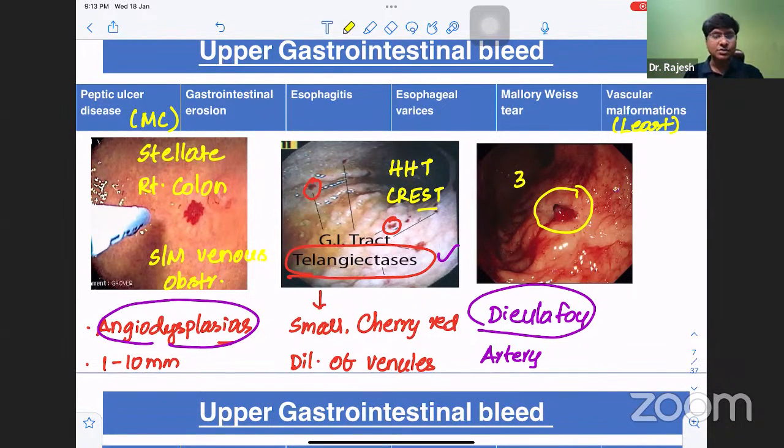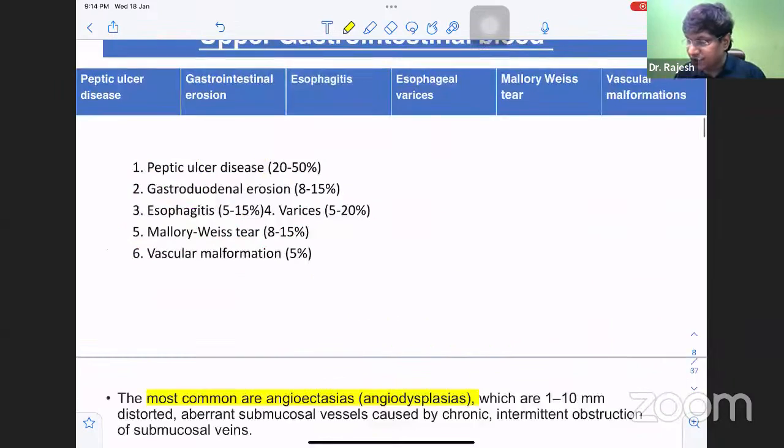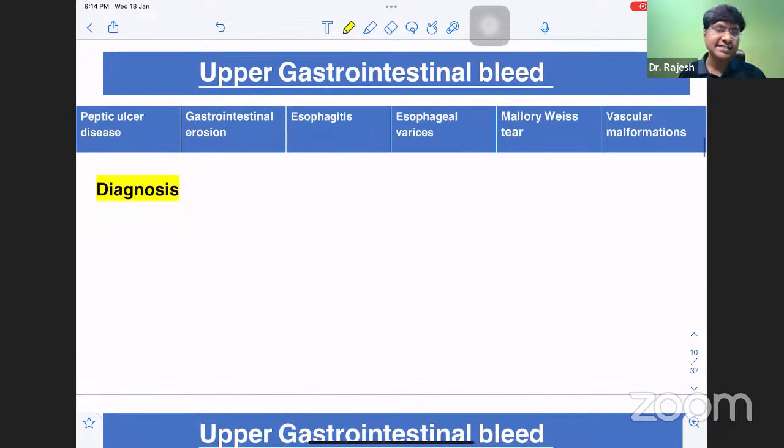The least common cause will be the vascular malformations. Now, quickly, you need to know how to diagnose this upper gastrointestinal bleed. So you have to do the upper GI endoscopy. Right? This upper GI endoscopy should be done in virtually all patients with upper gastrointestinal bleeding, and it should be done within 12 to 24 hours of arriving in the emergency department.